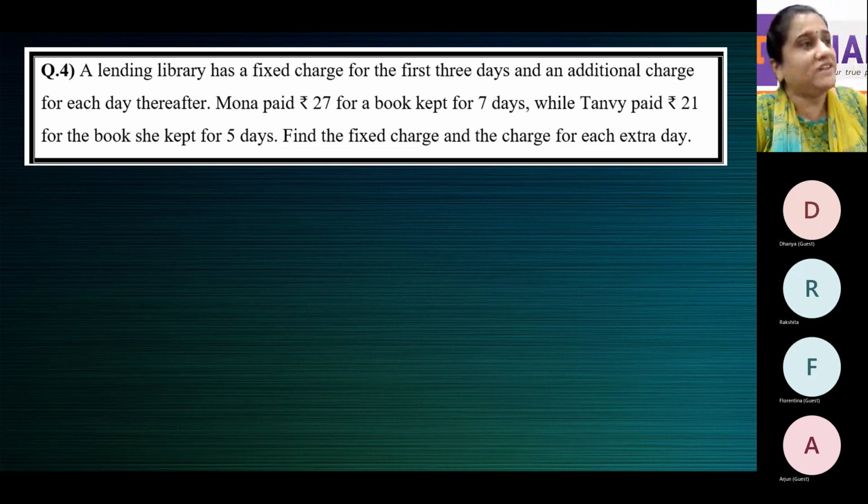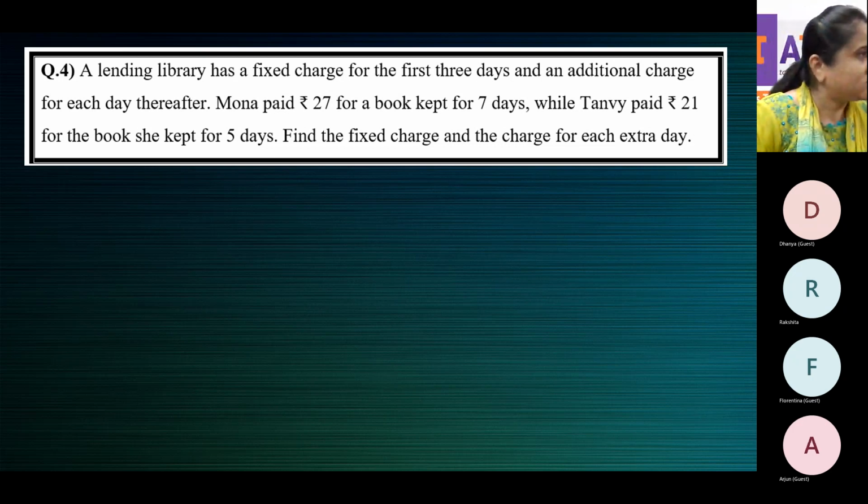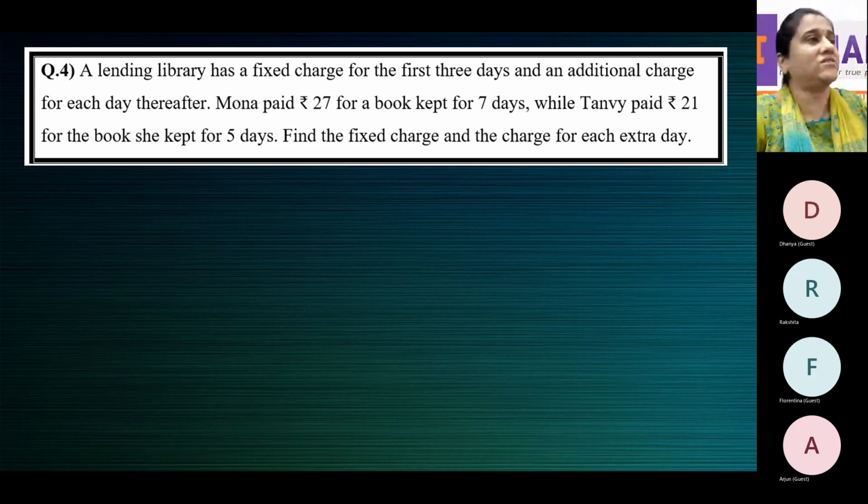Now, if you have the book for 10 days, then you're having it for 7 days extra. So for the first 3 days, the fixed cost, 20 rupees. For the remaining 7 days, it's a different cost: Y rupees per day. So an additional charge for each day thereafter.